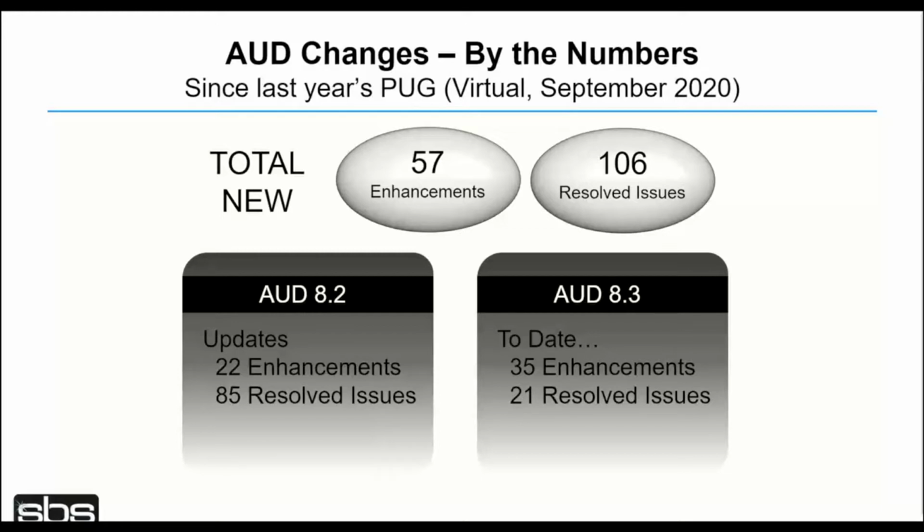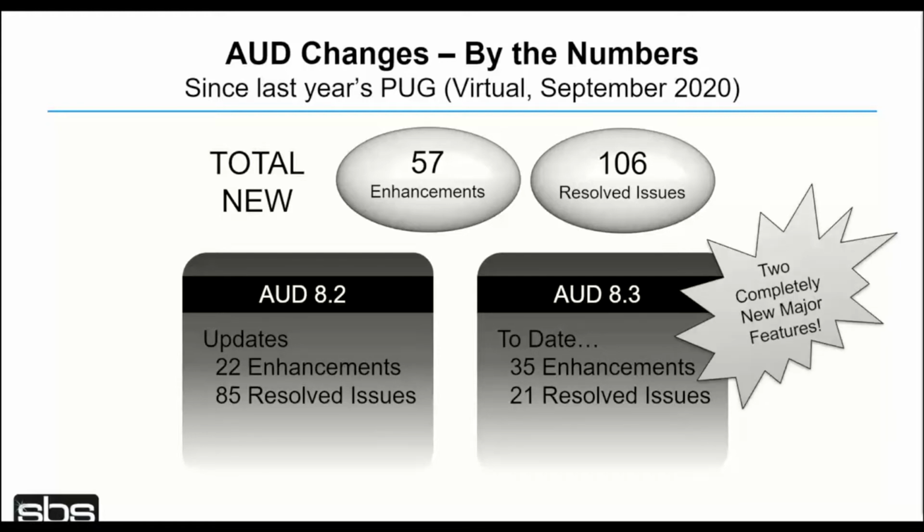But right now it stands at about 35 major enhancements. Some of those are pretty significant and really consist of a lot of various updates to the product, which you'll see later in this presentation. And of course, we resolved some additional issues for that main release as well.